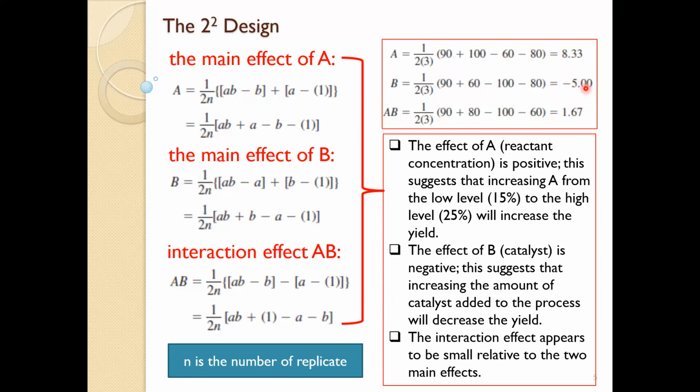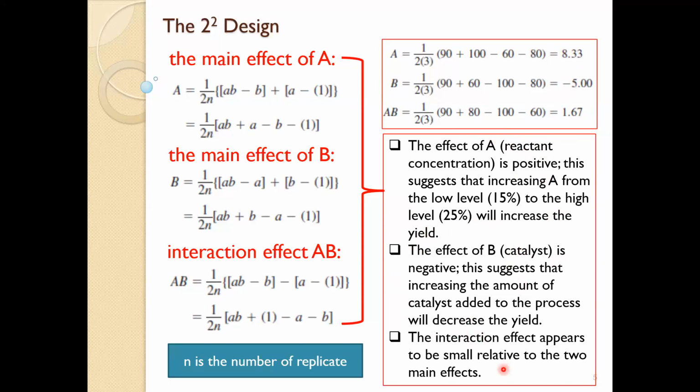You do not check the negative or positive; you use only the number to compare. Is it 1.67? It's less than the others. Maybe you can cancel it, but you can accept it because it's quite low compared to the main effects. And they tell you what is the meaning of positive and what is the meaning of negative.